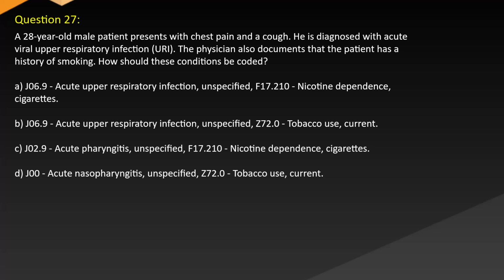A. J06.9, acute upper respiratory infection, unspecified, and F17.210, nicotine dependence, cigarettes. B. J06.9, acute upper respiratory infection, unspecified, and Z72.0, tobacco use, current. C. J02.9, acute pharyngitis, unspecified, and F17.210, nicotine dependence, cigarettes. D. J00, acute nasopharyngitis, unspecified, and Z72.0, tobacco use, current.